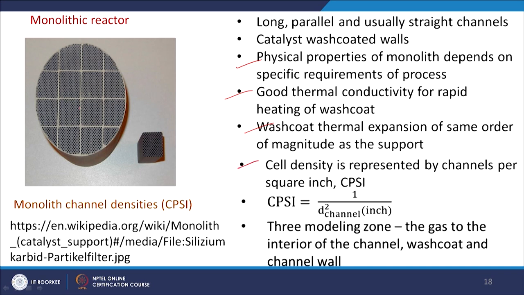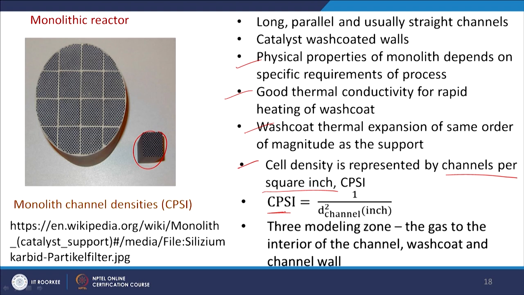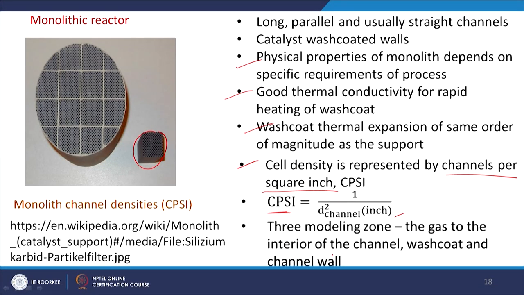And cell density, here what is the cell density? As you see here in this case, the number of cells is there. So that is CPSI, that is channels per square inch, that is very important. That will decide the dimensions of the channels also. So that influences the performance of the process, and CPSI is 1 by D channel square in inch. So, 3 modeling zones: the gas in the interior of the channel, wash coat and channel wall. So, these are 3 parts, this one and in between.